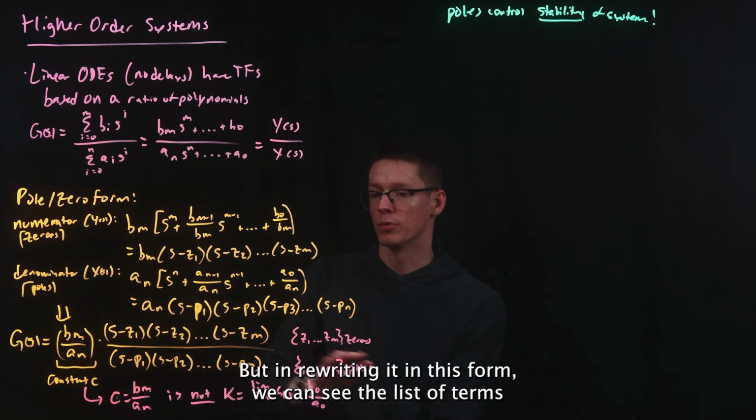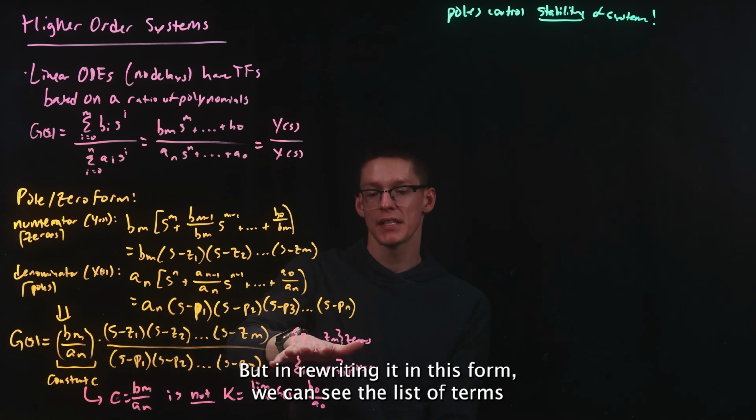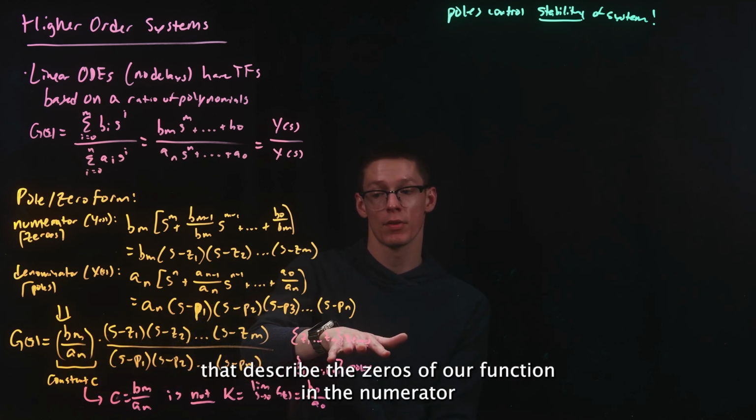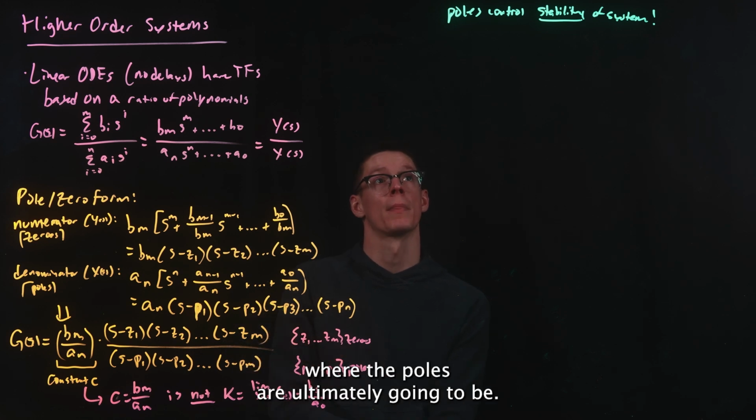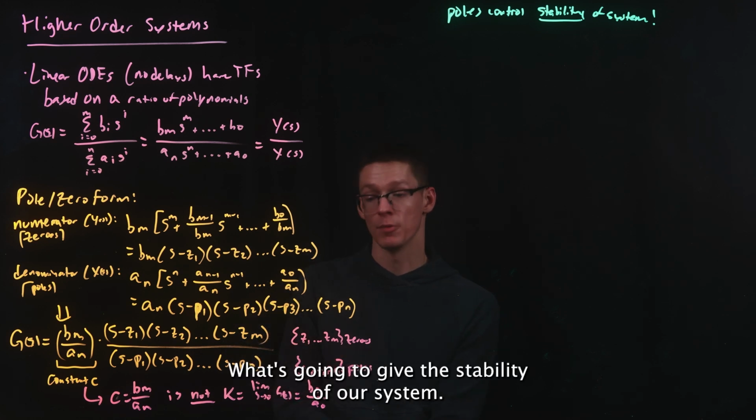But in rewriting it in this form, we can see the list of terms that describe the zeros of our function in the numerator and the poles of our function in the denominator, where the poles are ultimately going to be what gives the stability of our system.